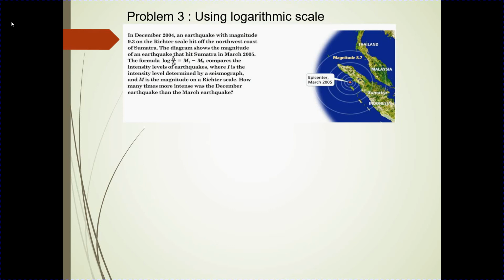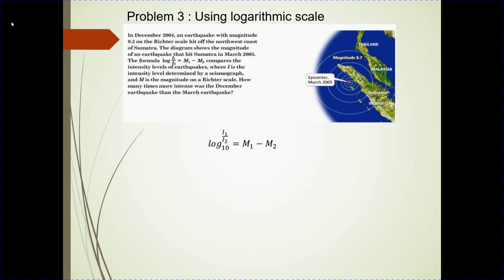How many times more intense was the December earthquake than the March earthquake? Here you are asked to compare the intensity of the earthquake in the 2 months, that means in December and March. So to compare the magnitude of the earthquake and the intensity, there is a formula given by log of I1 over I2 to the base 10 is equal to M1 minus M2. Here, log of I1 over I2, where there is no base, means that it's understood the base is 10.